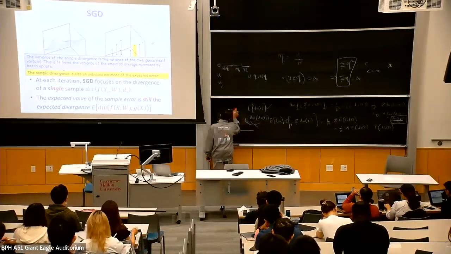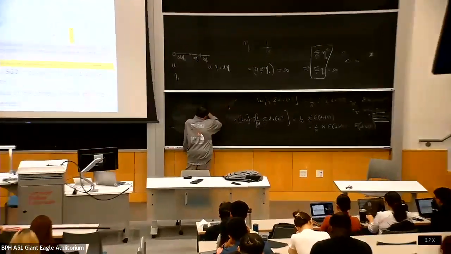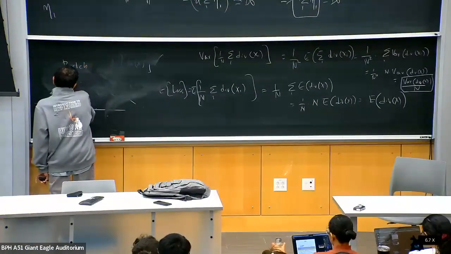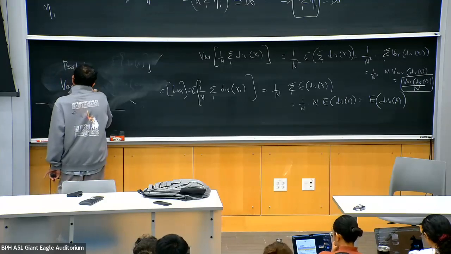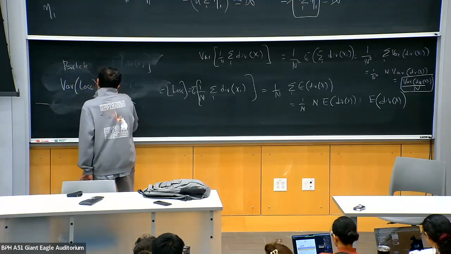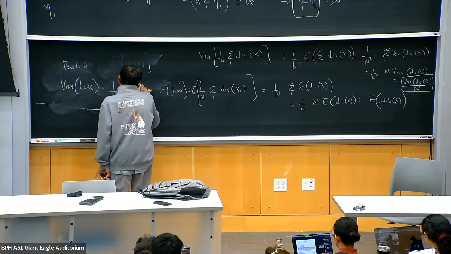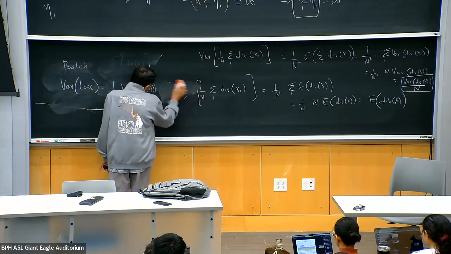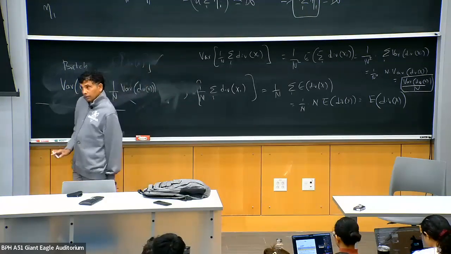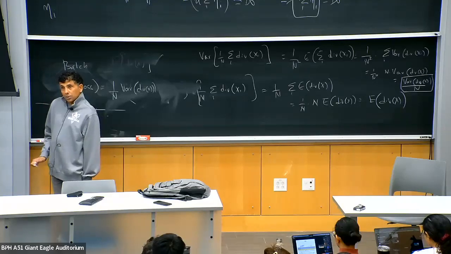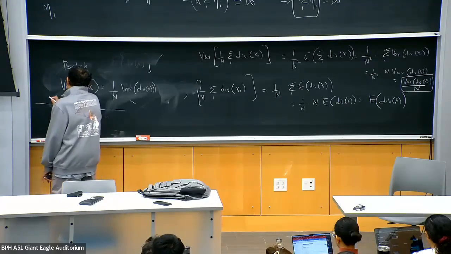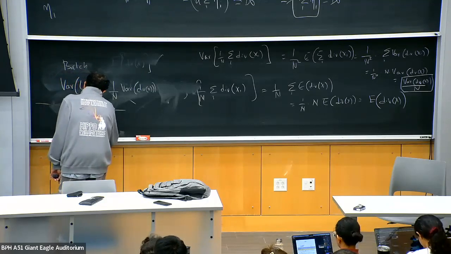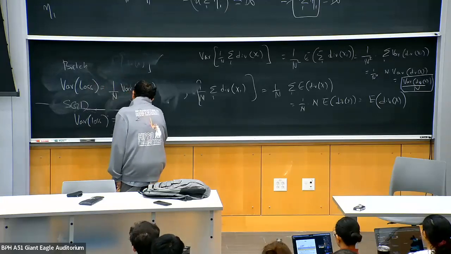in the batch case, we found that the variance of loss is 1 over n times the variance of the divergence. And in the SGD case, because n is going to be 1, each time you pick a sample, your training set size is only 1, right? So for SGD, this is batch. And for SGD, the variance of loss is simply the variance of divergence.